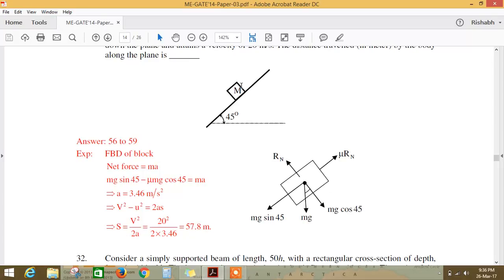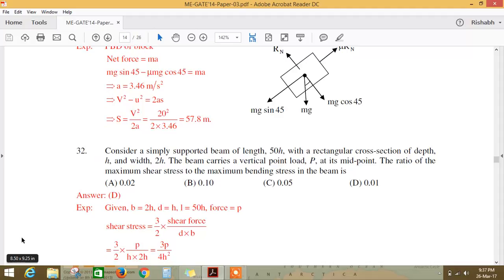Since there is no motion in the direction perpendicular to the inclined plane, we can take acceleration as 0. So R_N is equal to mg cos 45. From here you will get the acceleration, and after that, since we know the equation v square is equal to u square plus 2as, we can easily get s. s is the distance between the starting point and the end of the inclined plane, so you will get 57.8 meter.